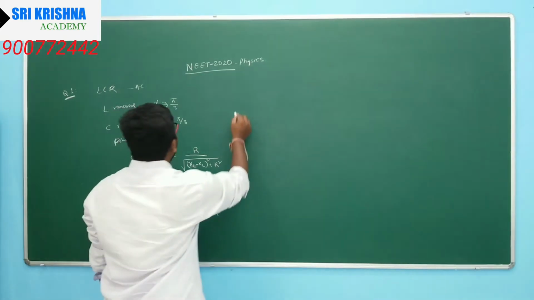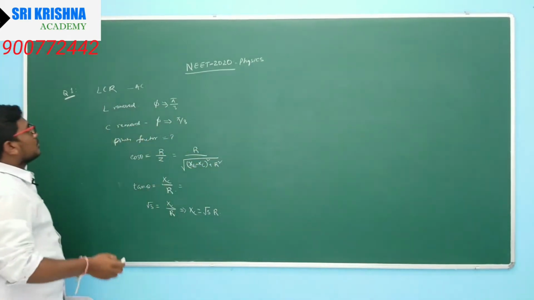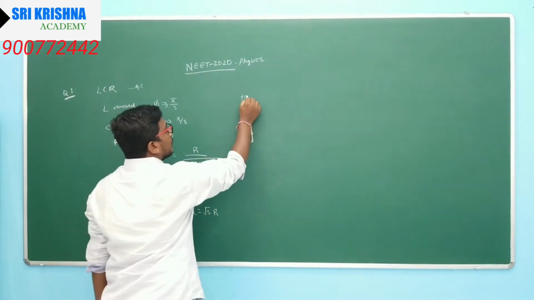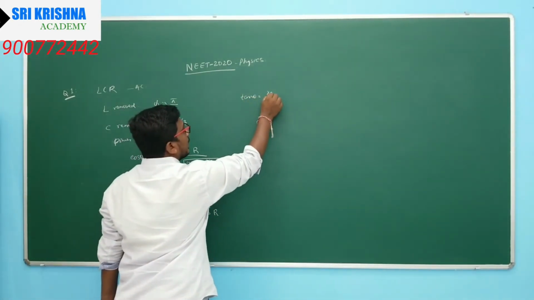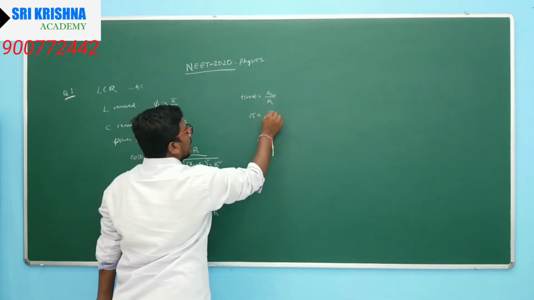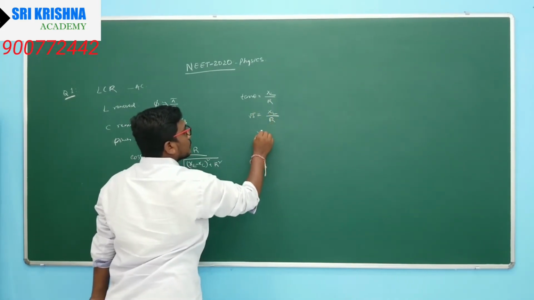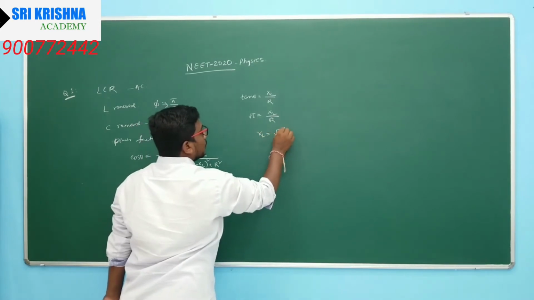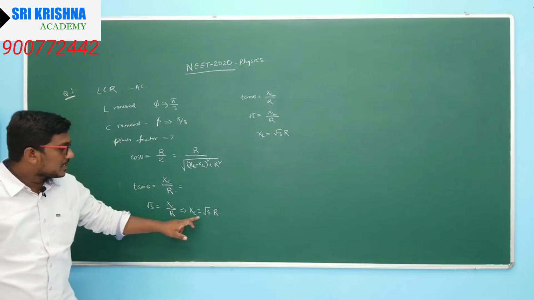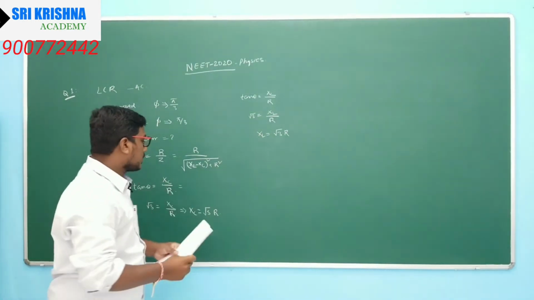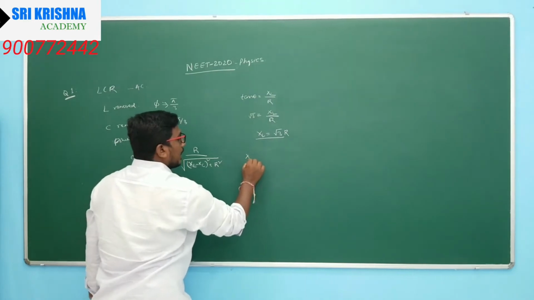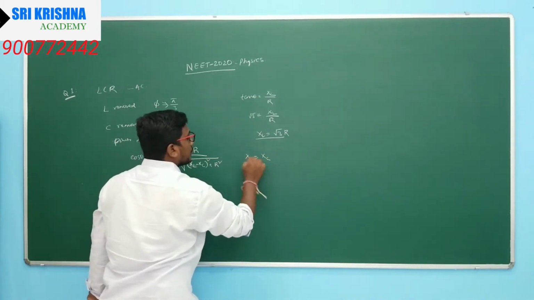Next, when C is removed, only L and R are there in the circuit. So in that case, the phase difference tan theta is XL by R. So again root 3 equals XL by R. So XL is nothing but root 3 R. So XC is root 3 R and XL is root 3 R. From these two, we can say that XL and XC are both the same.